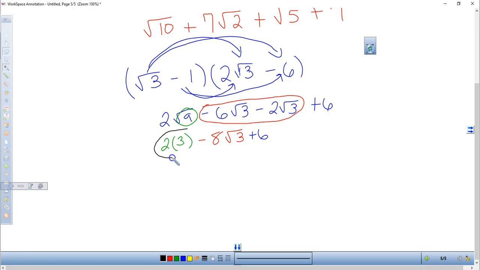Now, I can combine this and this. Once it's simplified, 2 times 3 is 6. So I'm going to combine 6 and 6 and make 12. And then I bring down my negative 8 root 3. And that's a simplified answer.